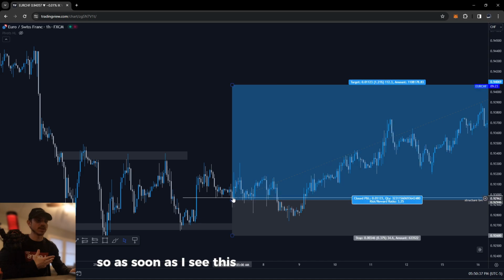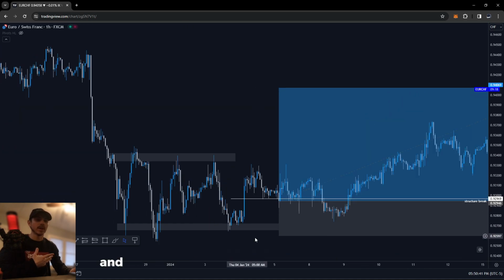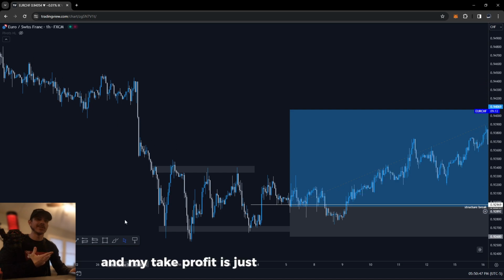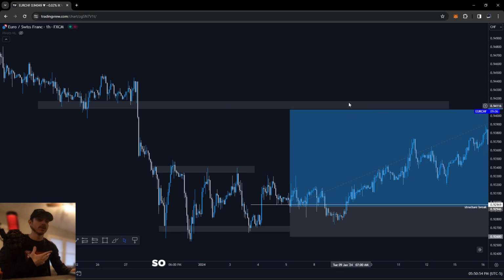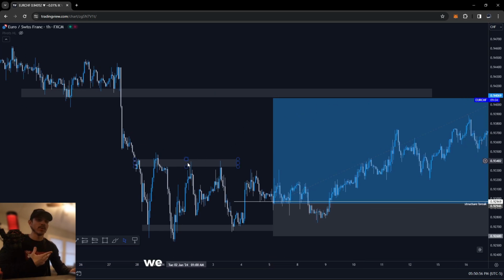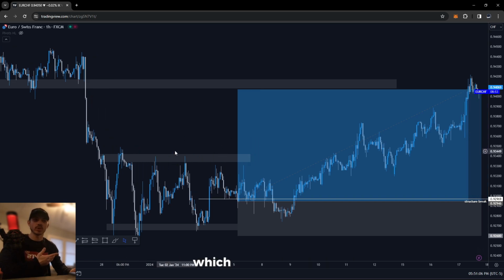So as soon as I see this first big candle of rejection, I go ahead and place my trade, and I put my stop beneath the most relevant low, which is right here. And my take profit is just the most relevant level, which to me is this area right here. So that's where my take profit is. We also have this area as a pit stop if you want to make this like TP1, and this could be TP2, or maybe you want to use this area as where you move your stop loss to break even, which is what I did.